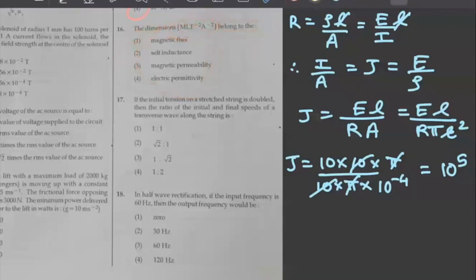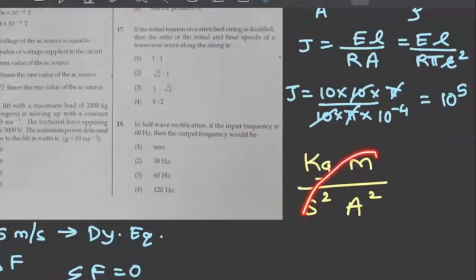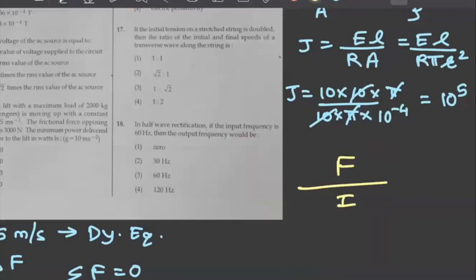Mass raised to 1 means it is kg. I'm just writing the units. Length raised to 1 is meter. Time raised to minus 2 means in the denominator will be second square, and this is ampere square, or current square. Now if you pay attention to this, meters per second square is acceleration. Let me write a. And kg is nothing but mass, so m a, and m into a is force, and this is ampere square, which means it is current square.